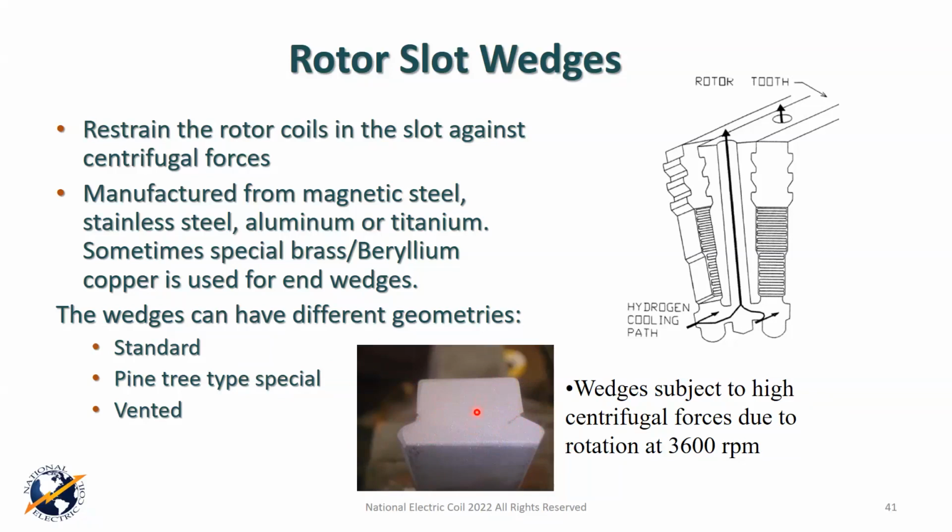Now, the wedge materials can be different alloys, and different OEMs have different things that they'll use, but there are magnetic steel wedges, stainless steel non-magnetic wedges, aluminum, titanium, there's even brass and beryllium copper wedges, okay?